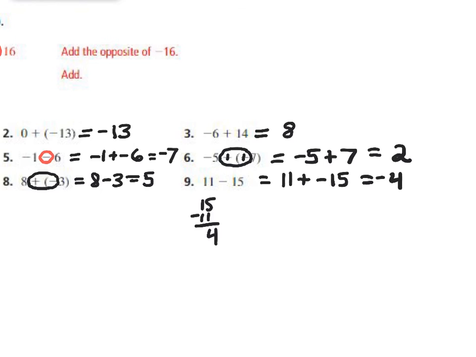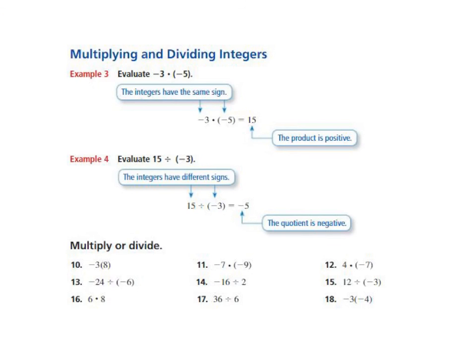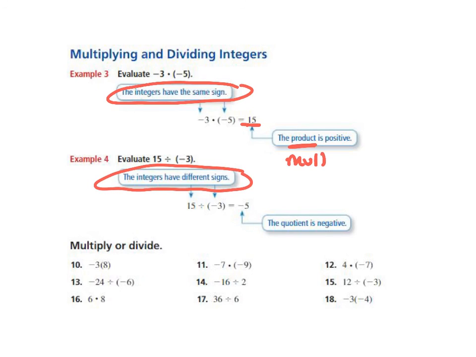Let's move to multiplication and division. So these are a little bit more straightforward, a little bit less thinking with multiplying and dividing. If the integers have the same sign, the answer is positive. If the integers have different signs, the answer is negative. There's some vocab words here. Product means multiply, and quotient means divide. The rules are the same for multiplying and dividing.